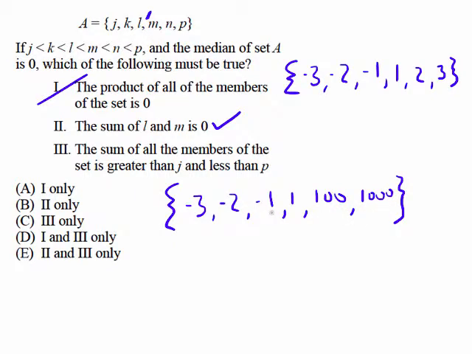So I was just able to plug in a set where the median is 0, but the sum is greater than the greatest element in the set. So 3 is not true either. The answer here is 2 only.